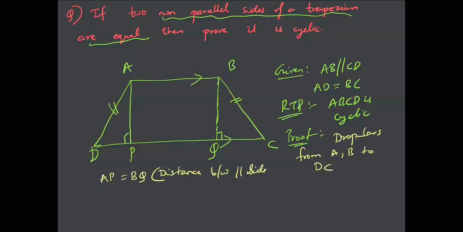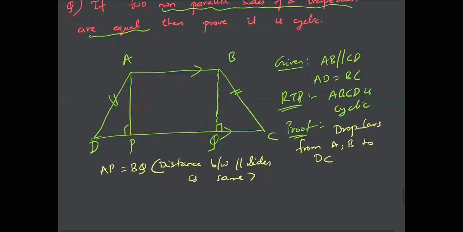Distance between parallel sides is always the same, right? These two are parallel sides. So these two are nothing but the distances between the parallel sides, so these two are equal. And also AD is equal to BC because this is given. And angle APD and angle BQC are equal to 90 degrees.